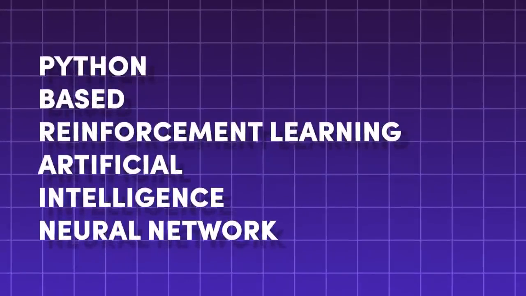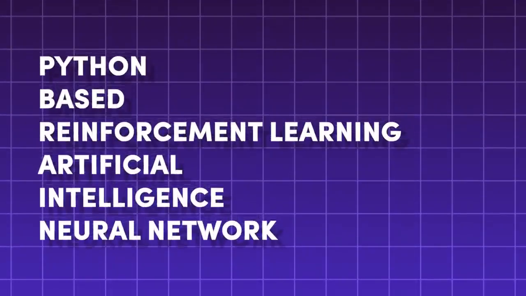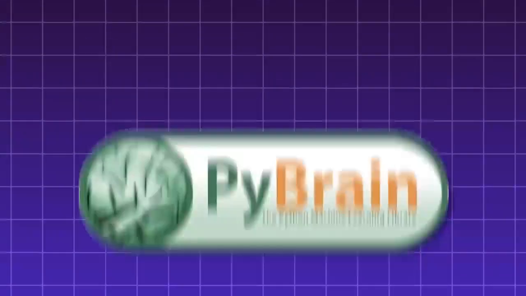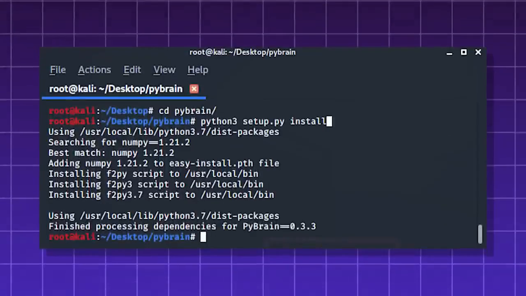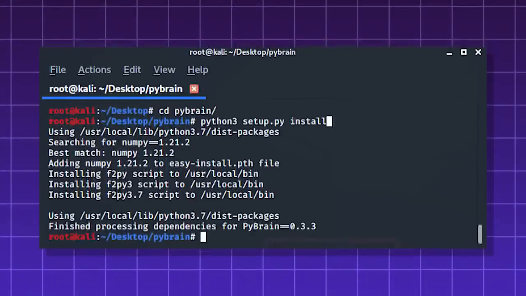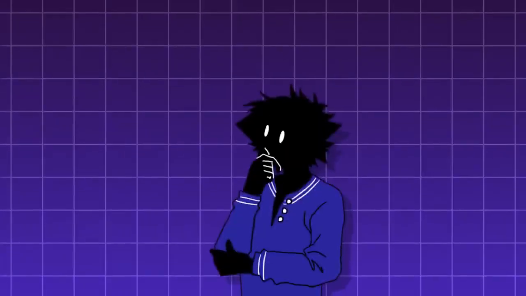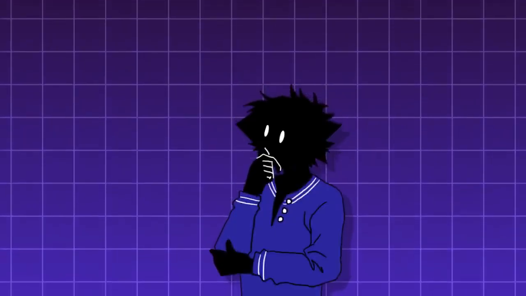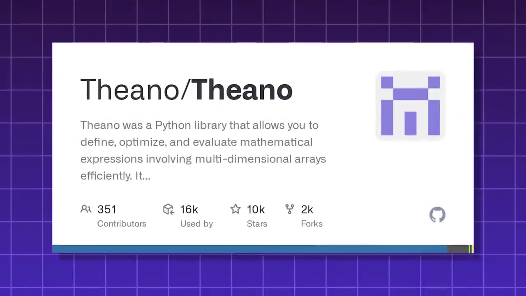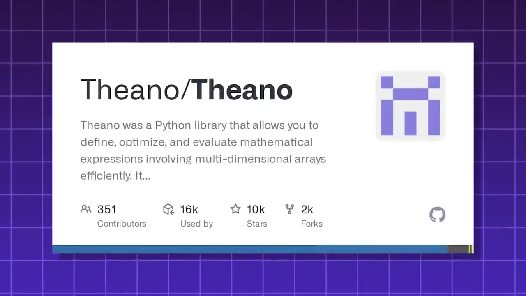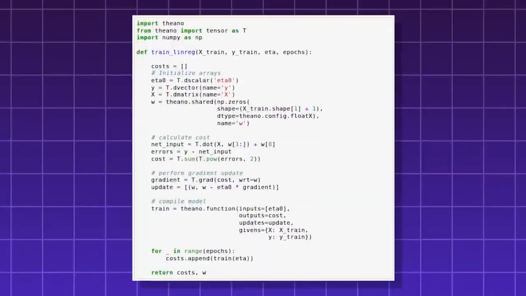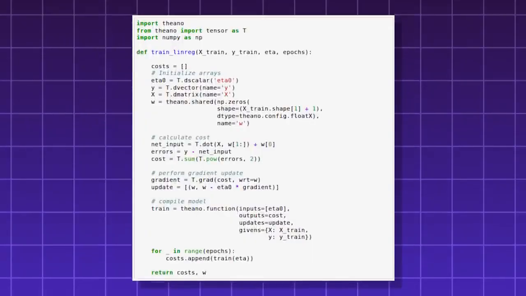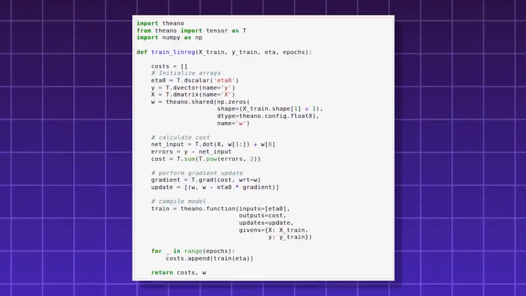PyBrain, the Python-based reinforcement learning artificial intelligence neural network. It's a library for machine learning which is no longer maintained, but when it was being actively developed, it was used to build neural networks. But there are better alternatives like the ones I mentioned before. Theano, a library used for numerical computation well suited for deep learning, but it is also no longer actively developed. It can do symbolic computation, and it uses the GPU for faster performance.